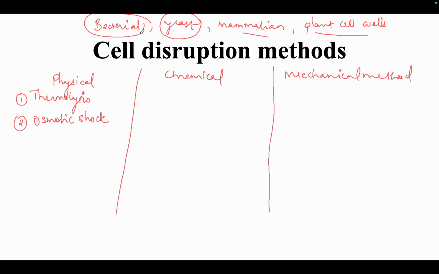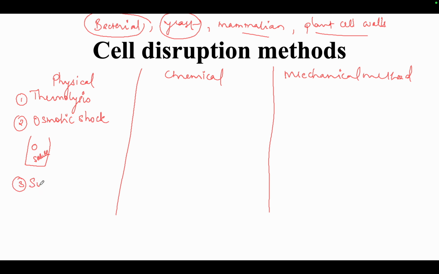So what is this osmotic shock? You create a different solution. If we have cells in a solution, you can change the osmosis or change the concentration of the solute here, and this will create an osmotic imbalance, which will lead to osmotic shock, and it will lyse open the cell.